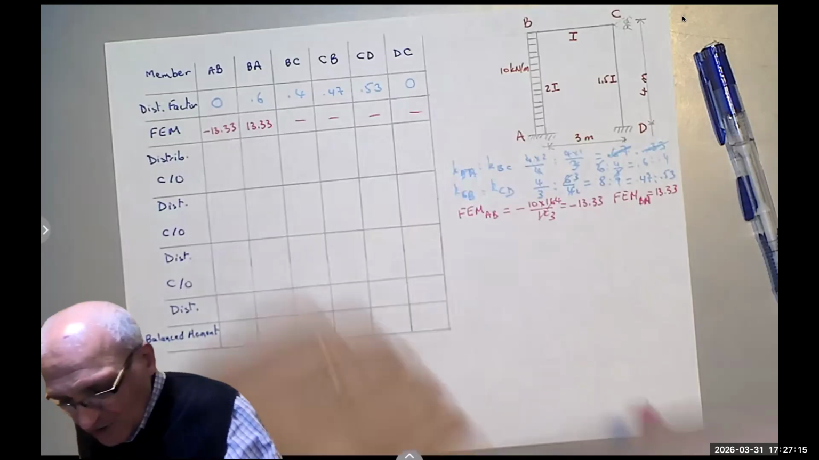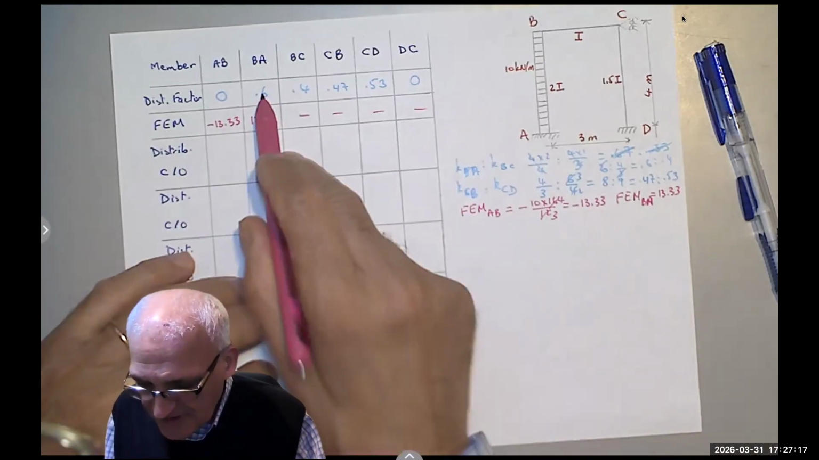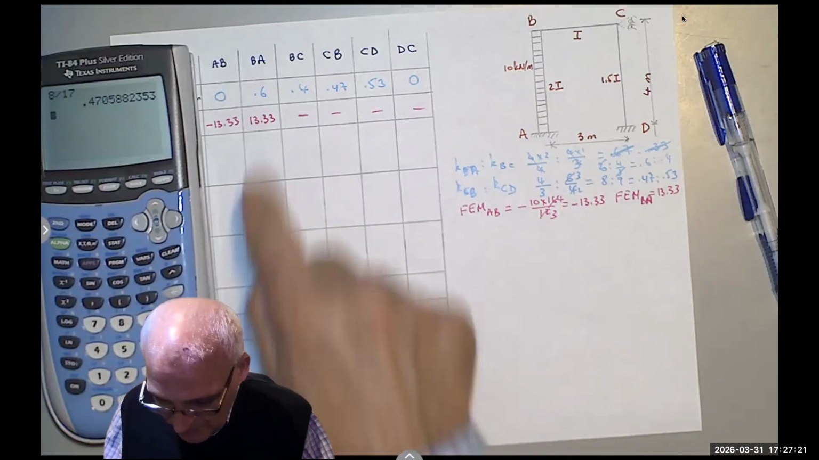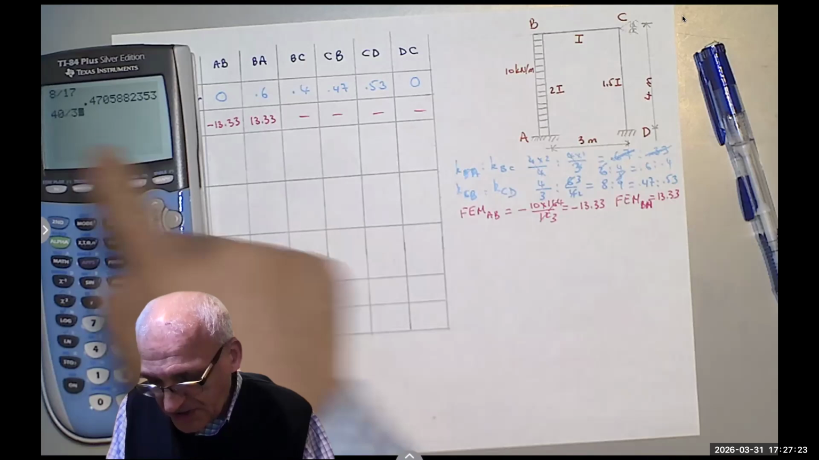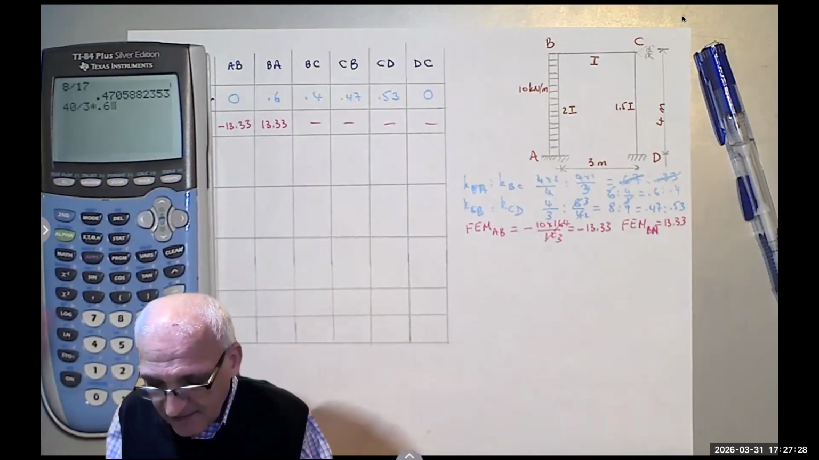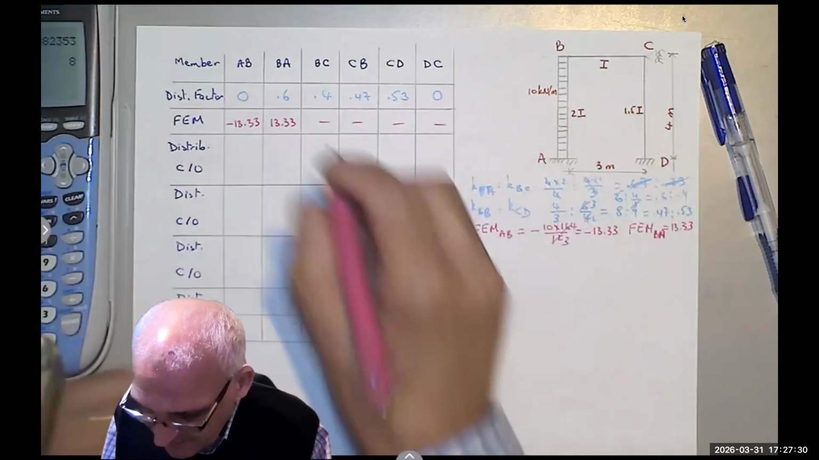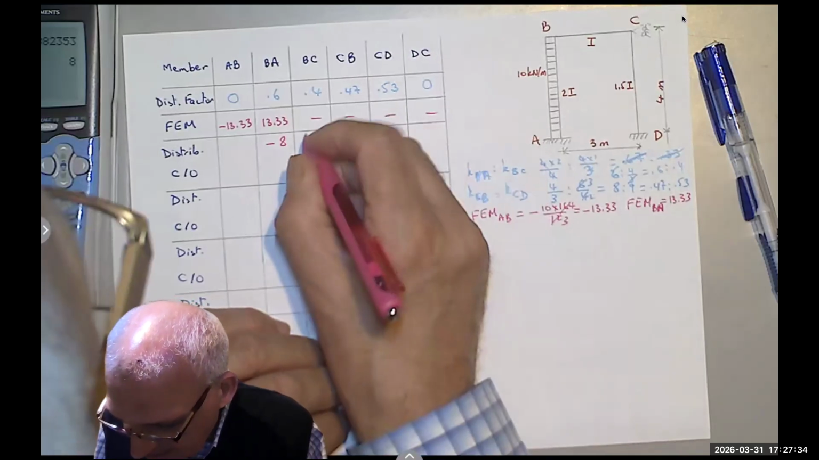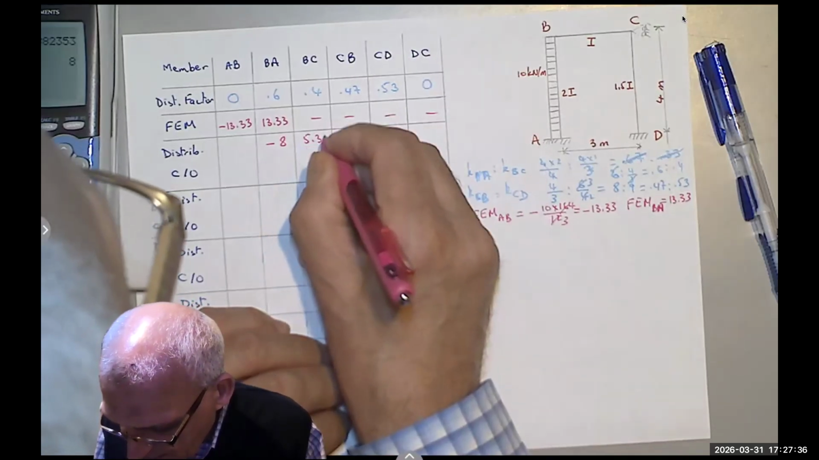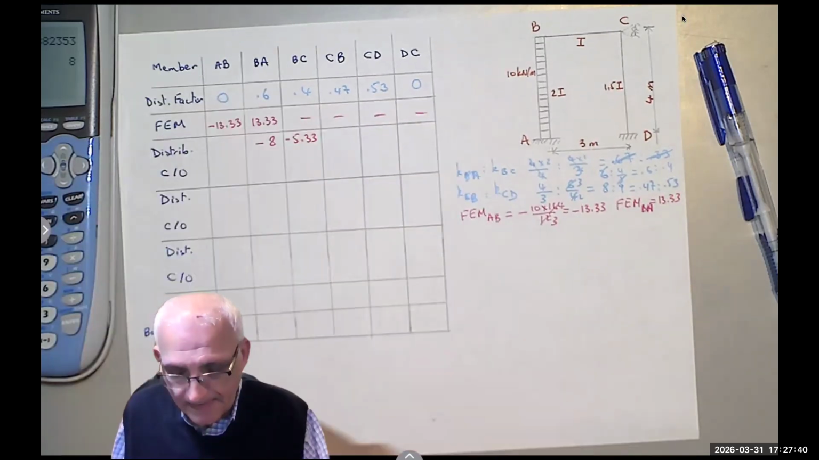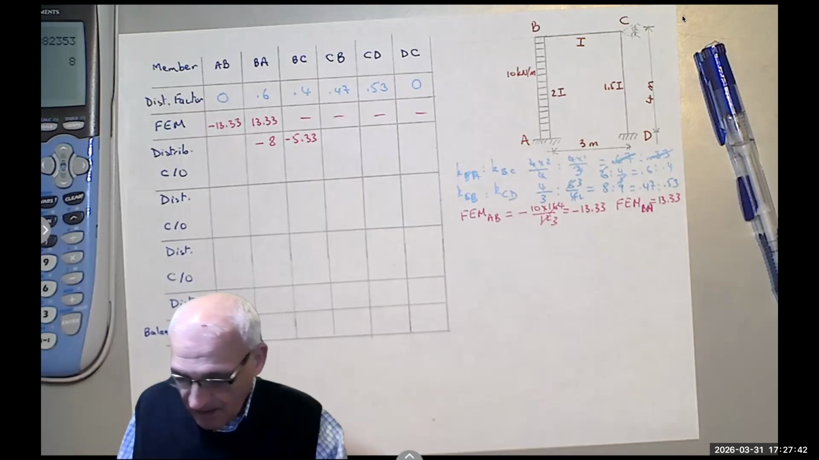Okay, so I'm going to do the distribution. Notice 0.6 and 0.4. So we are going to say 40 over 3, which is the 13.33, times 0.6, but in negative. I will get negative 8. So that's negative 8. So that definitely would be negative 5.3333. So they add up to that, right?